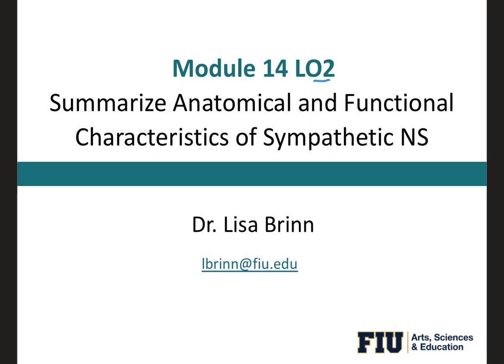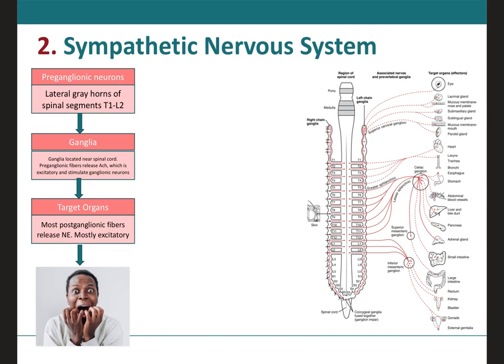Learning outcome number 2 of Module 14, we're going to be talking specifically about the sympathetic nervous system. Now, the sympathetic division of the autonomic nervous system is going to influence various organ systems of the body through connections that emerge from the thoracic or the upper lumbar spinal cord. This is why we call it the thoracolumbar system, because it reflects where those spinal nerves are exiting.